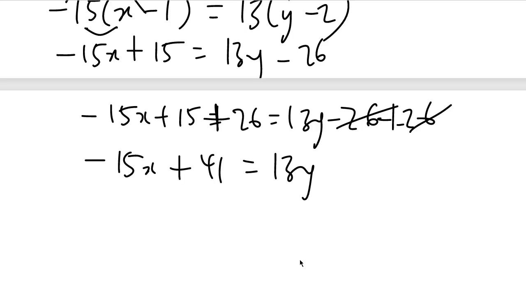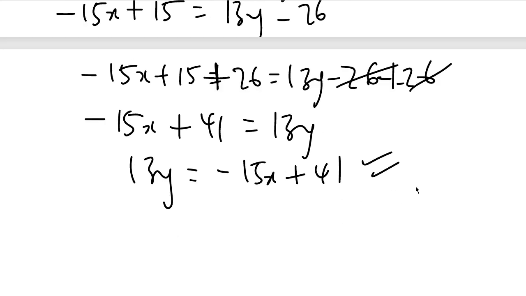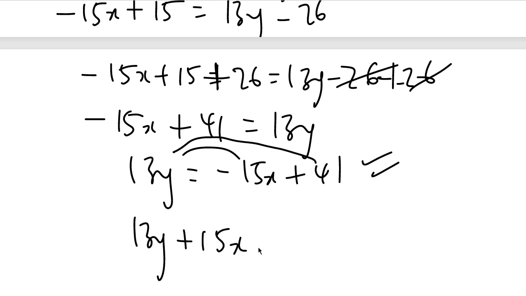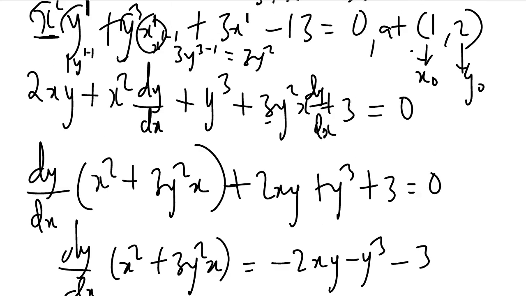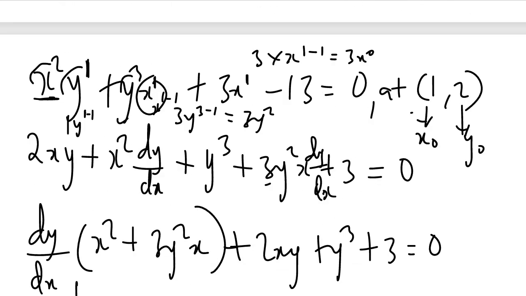So negative 15x plus 41 is equal to what? 13y. Right? So we could write it this way, we could leave it this way, 13y equal to negative 15x plus 41. This is okay. Or we could move everything to the left, and that becomes 13y. When this moves over, it becomes positive 15x. And when this moves over, it becomes negative 41 equal to 0. And this is the equation of the tangent to the curve. What's the curve? x squared y plus y cubed x plus 3x minus 13, passing through the point 1, 2.